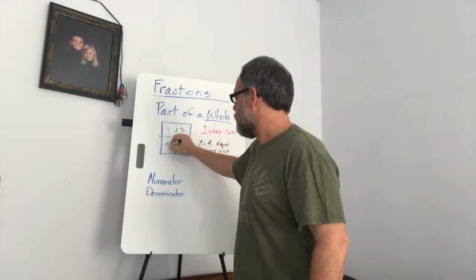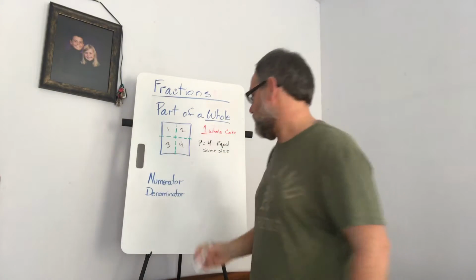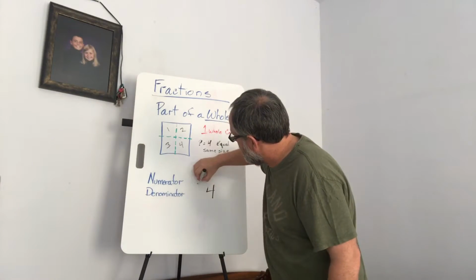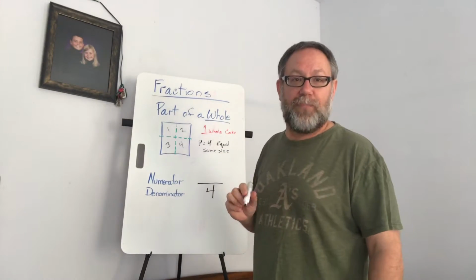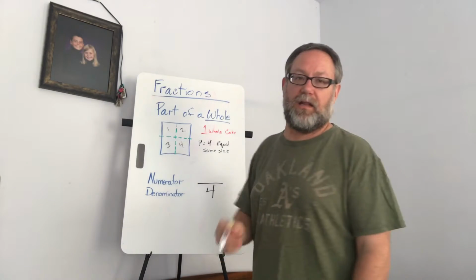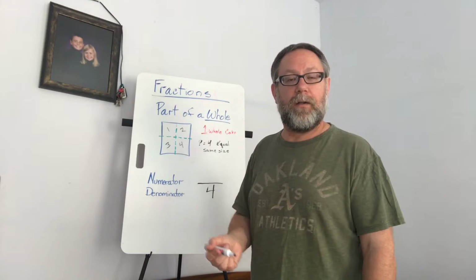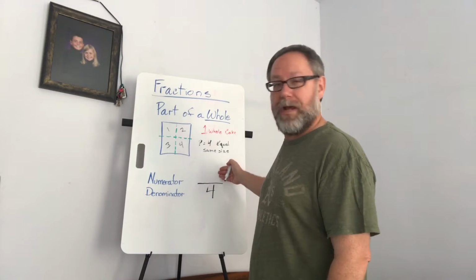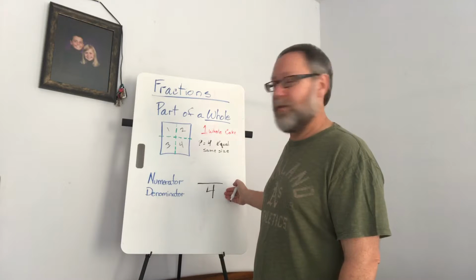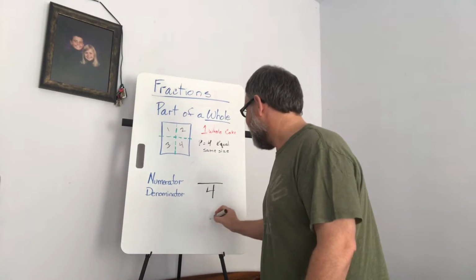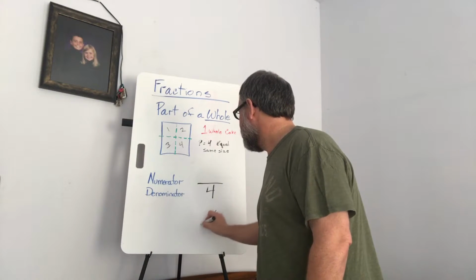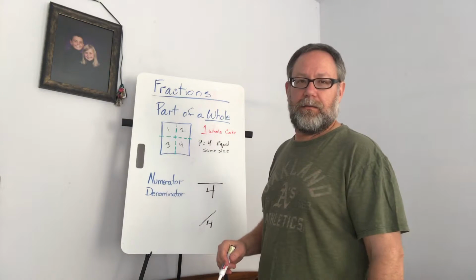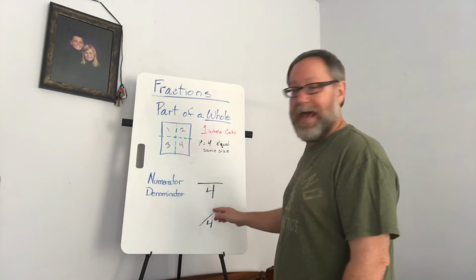1, 2, 3, 4 pieces. Fraction bar. Okay? That's what we call this. It's not a line. It's a fraction bar. It separates the denominator from the numerator. Numerator's on top, denominator's on the bottom. I like to teach my kids that lots of people like to do the slash line. Again, it's still a fraction bar. It's just at a diagonal.